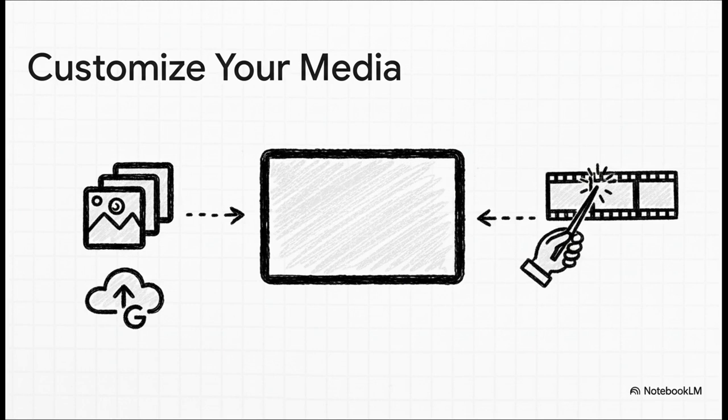Don't love the stock video the AI picked? No problem. Swap it for another one from the library or just upload your own stuff from Google Drive. You can even generate a brand new, totally unique video clip using Google's Veo AI model. You just type a description of what you want to see and it creates it for you.